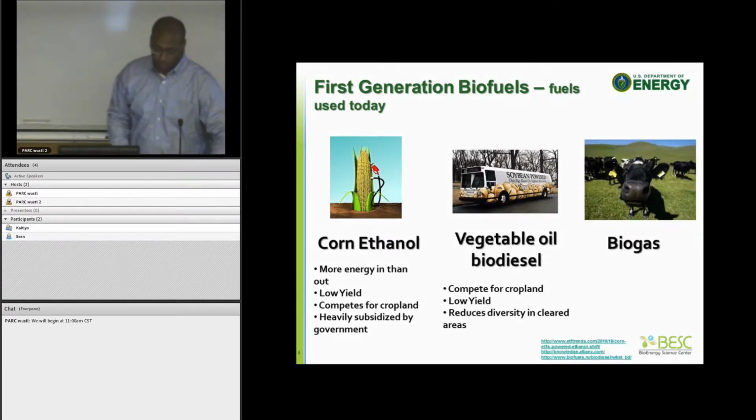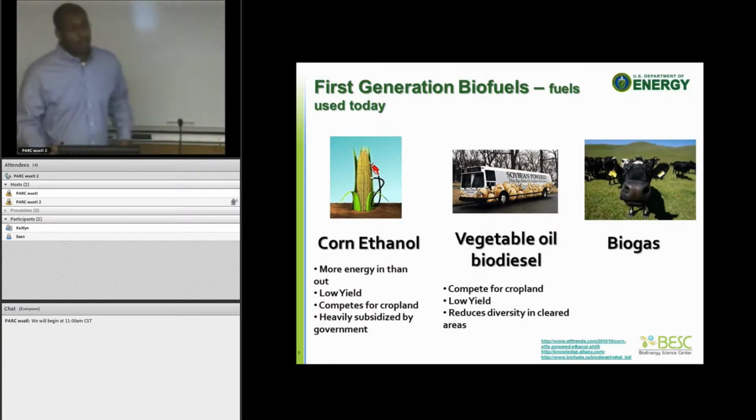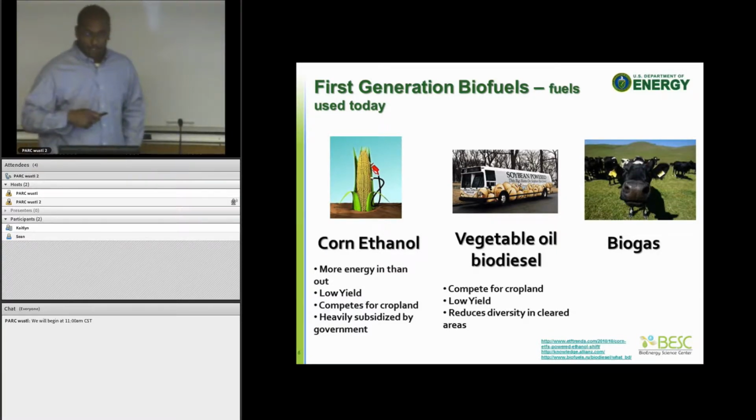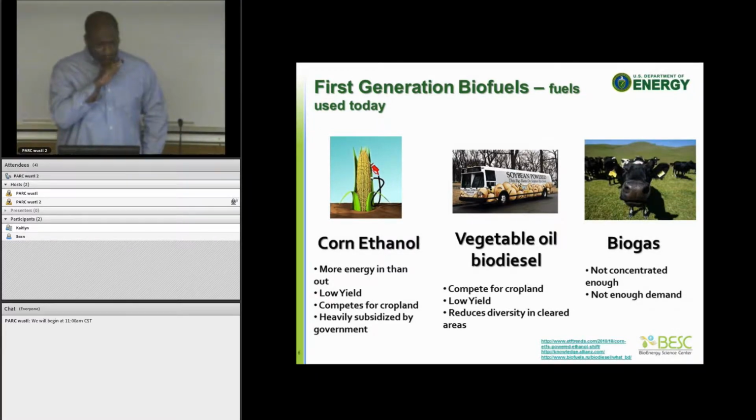The biofuels that we define as first generation biofuels are the biofuels that we use today. And they occupy three major areas: corn-based ethanol, vegetable biodiesel, and what we would call biogas that was generated from anaerobic digestion, right? Most people are familiar with the corn-based ethanol. What they do is they grow the corn. Corn has a lot of easily recoverable sugars, so it's a great source for the production of ethanol. They recover those sugars. They ferment those sugars into ethanol.